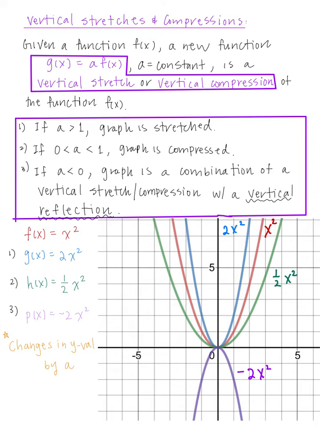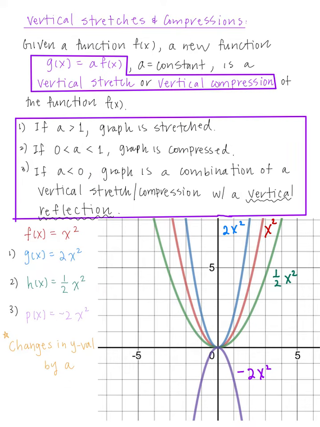All right, so we just talked about the vertical shift and horizontal shift. Now what we're going to talk about is vertical stretches and compressions. I already wrote the definition out just to save some time. So let's go. It says, given the function f of x, a new function g of x equals a times f of x, where a is a constant, is a vertical stretch or vertical compression of the function f of x. Now, there are 3 cases.